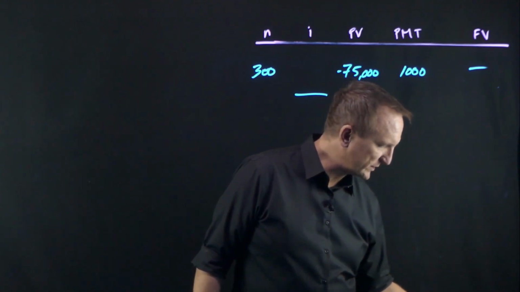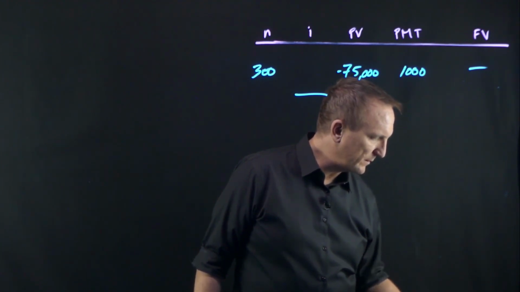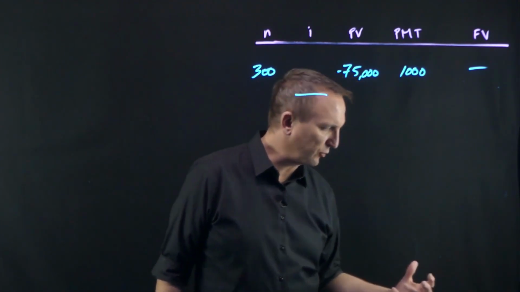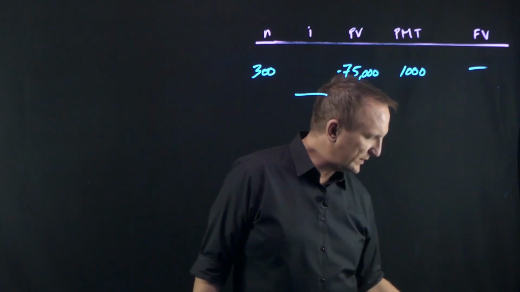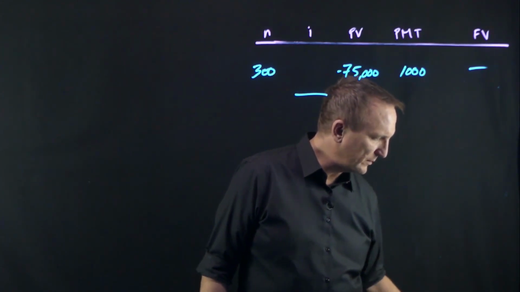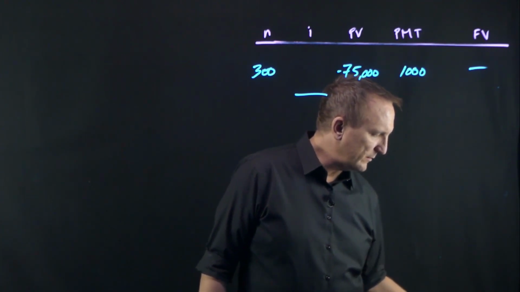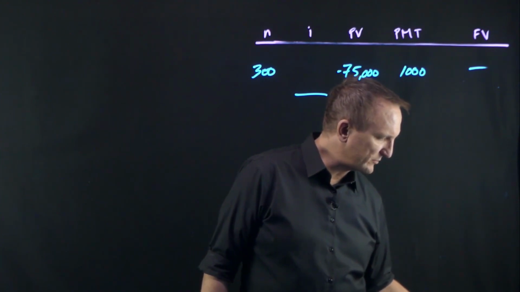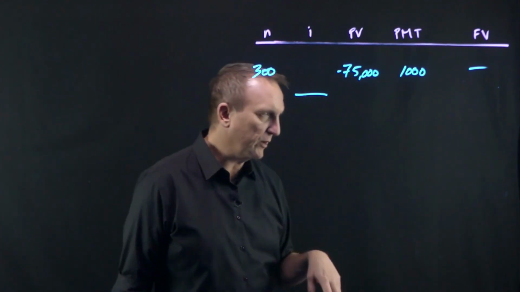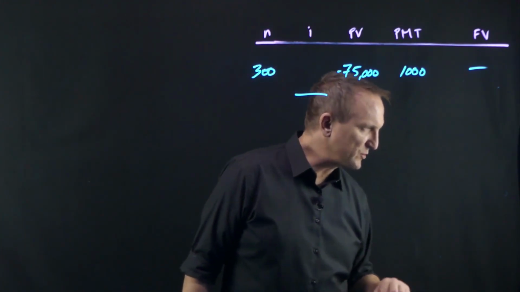So let's see what this looks like. 75,000. Change sign, because it's negative, it's cash out of pocket. That's our present value. It's going to pay us $1,000 per month every month. So that's our payment. There's no additional future cash flow. And it's a 25-year investment. So 25 and then hit G, N automatically multiplies it by 12. And then solving for I gives us 1.31.